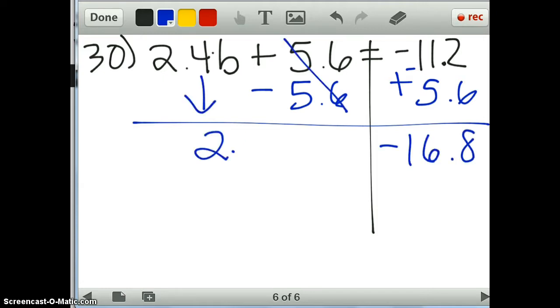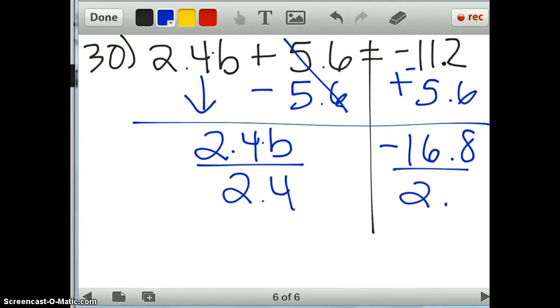And so 2.4 b. How do I undo that? I divide it. 2.4 divided by 2.4. When you get it, that goes to 1b. Is your answer going to be positive or negative? Good, negative. And then I'm not going to write down the answer for you because you have your own calculator. And if you don't, go find one. And you can do this piece on your own.